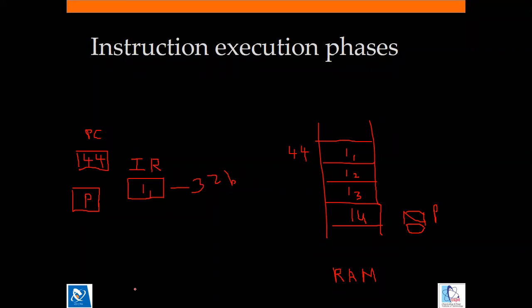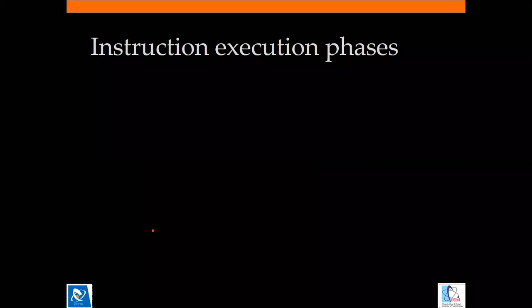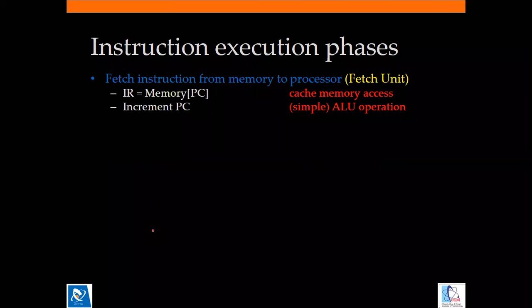So I require to remove all this. The first phase is the fetch phase. In that, the instruction is going to be fetched from the main memory to the processor. Here you can see that the memory is accessed with the help of the address in the program counter, and whatever instruction is fetched will be stored inside the register known as the IR.